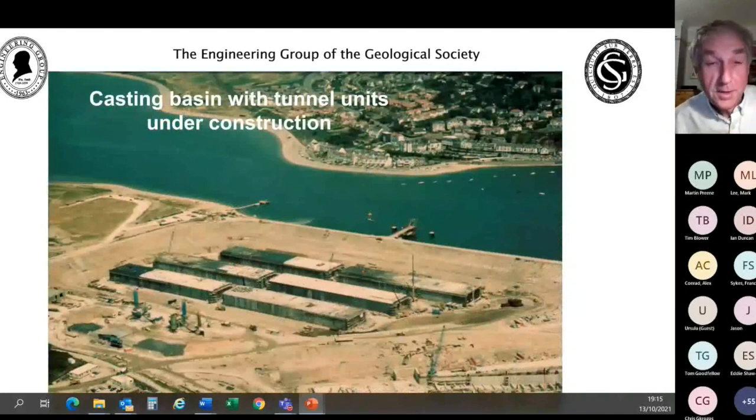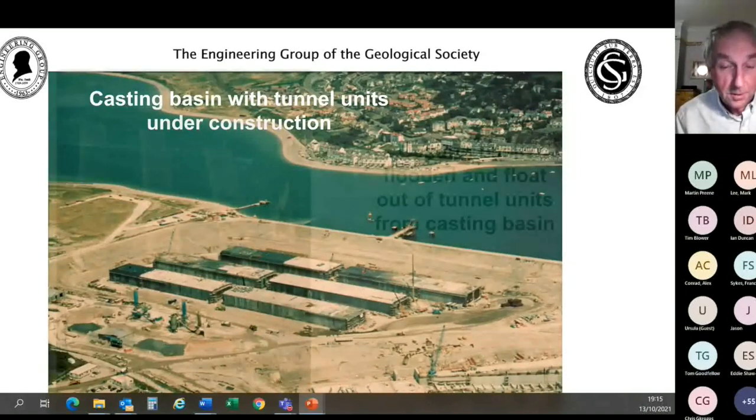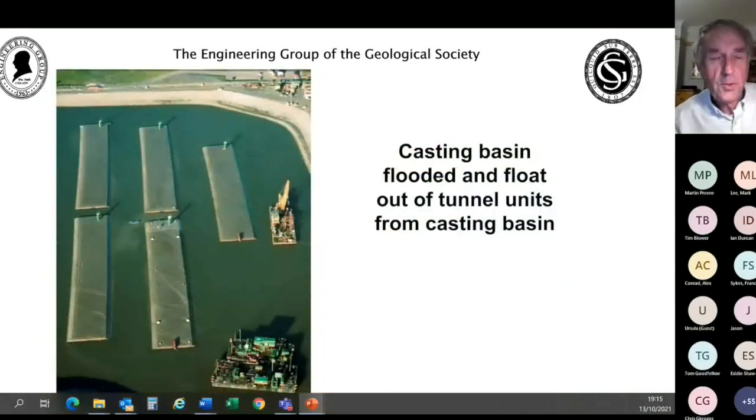This is the casting basin, again, another general view with the tunnel units nearing completion. So I think we're looking over to Deganwy here, which is on the eastern side of the estuary. Next slide, please. And this is after the casting basin has been breached and flooded, and the ends of the tunnel units have been sealed off, so they're being towed out one by one to be sunk into place on the Conway estuary and joined up. Next slide, please.